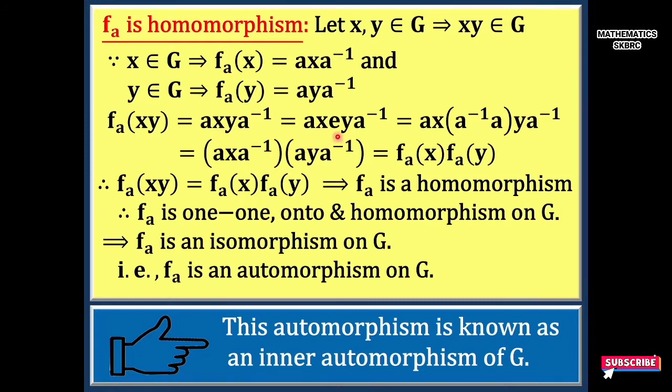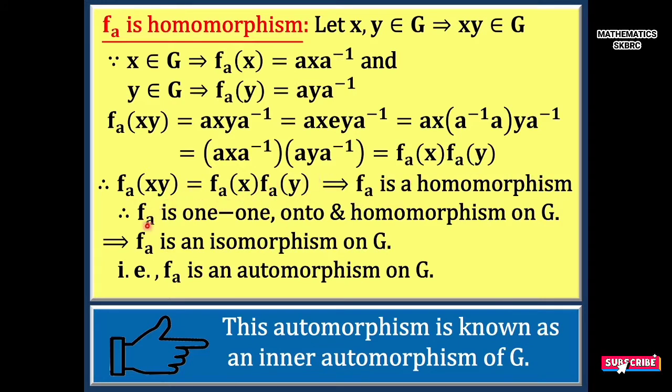y can be written as ey. That is equal to a x e y a inverse, which is equal to a x into a inverse a y a inverse. Here, by using inverse property, a inverse = a inverse a = e. That can be written as a x a inverse into a y a inverse, that is equal to f_a(x) into f_a(y). Therefore, f_a(xy) = f_a(x) f_a(y). That gives f_a is a homomorphism on G.